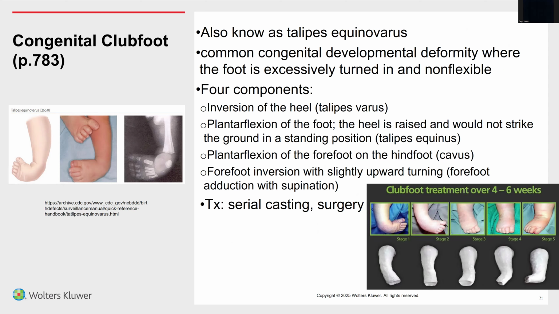Now, if full correction does not occur with casting, surgery and bracing may become necessary. And that surgical intervention will usually occur between ages 4 and 9 months of age. Management focuses on cast care, skin integrity maintenance, and education of the parents.